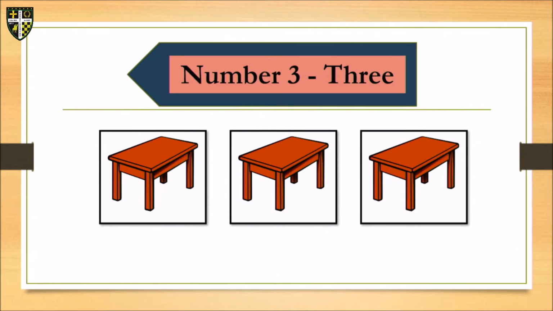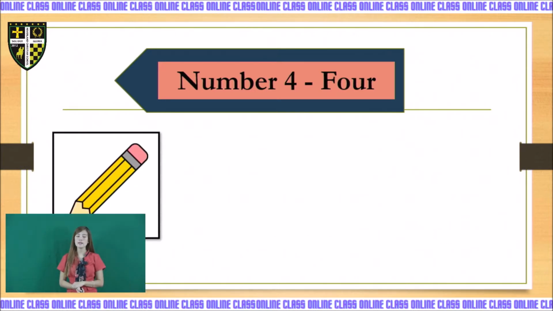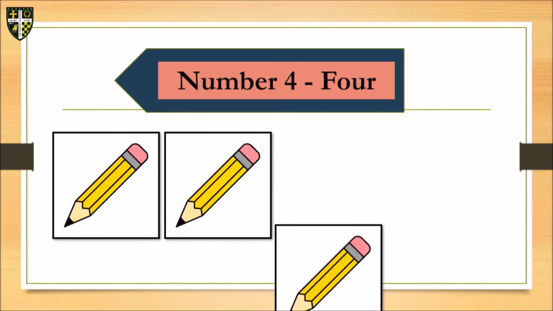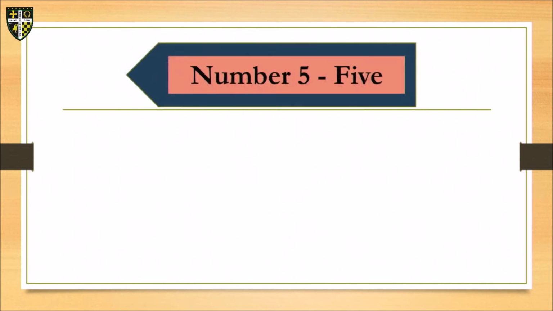Okay, the next one, after number 3, we have number 4. Again, kids, number 4. That's the number symbol. And the number words we have F-O-U-R. Again, F-O-U-R. We have example 1, 2, 3, 4. We have 4 pencils.